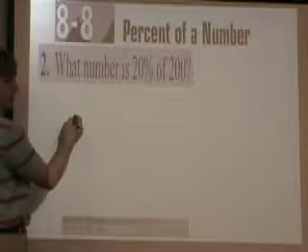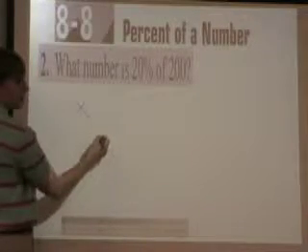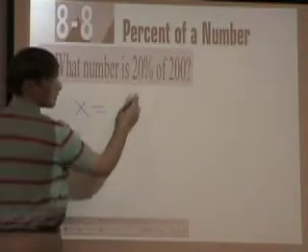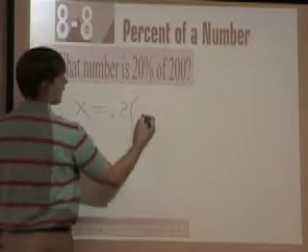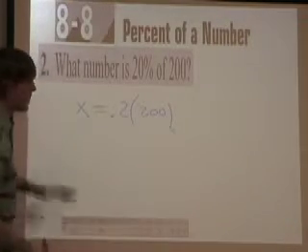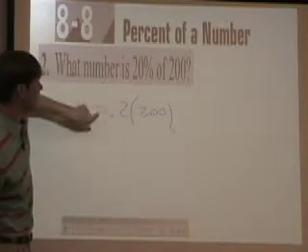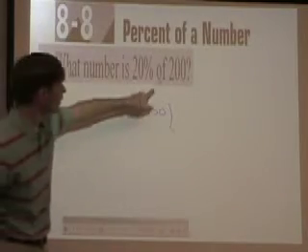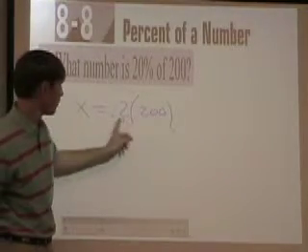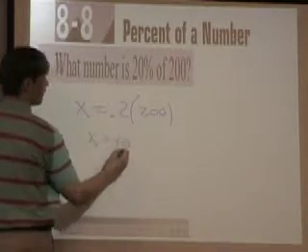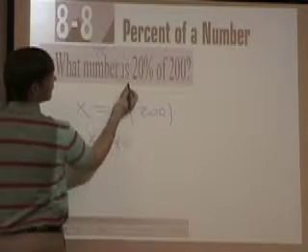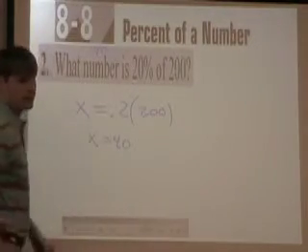Now here it's a little different. It says what number? What do we do for what number? X. Good. What does is mean? Equals. 20% as a decimal is what? 0.2. And then of means multiply, 200. So you see how you set this up? What number meant X. Is means equals. 20% as a decimal is 0.2. And 200 goes right here. 0.2 times 200 is what? 40. So X equals 40. So then you would say 40 is 20% of 200.